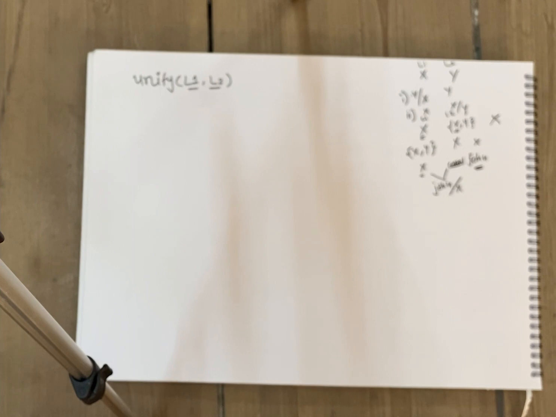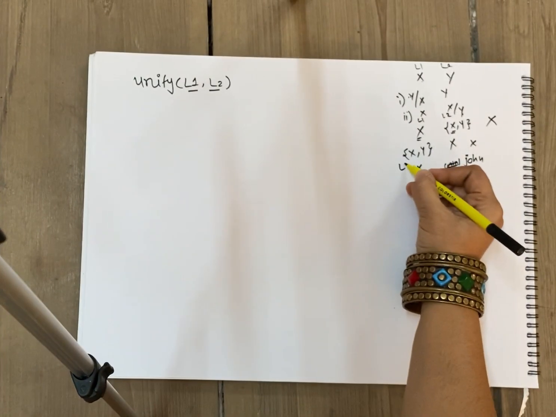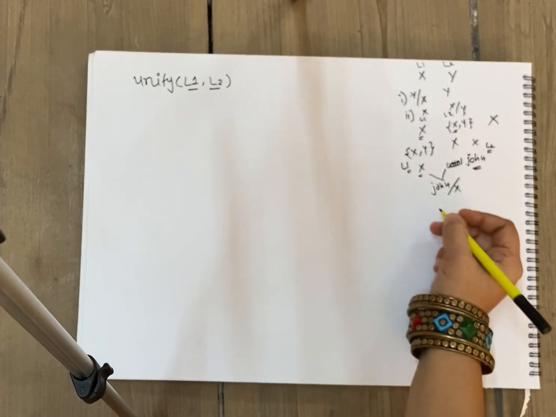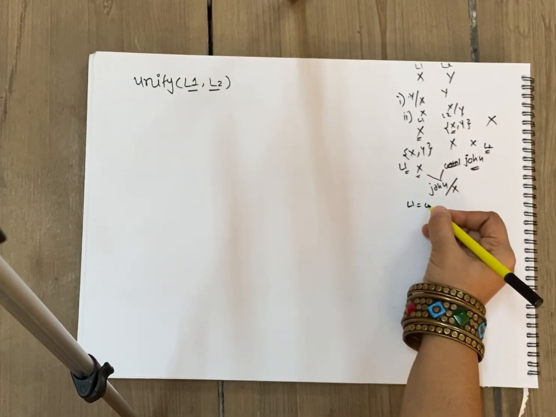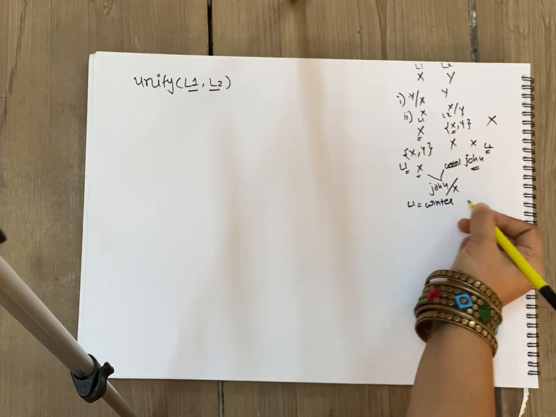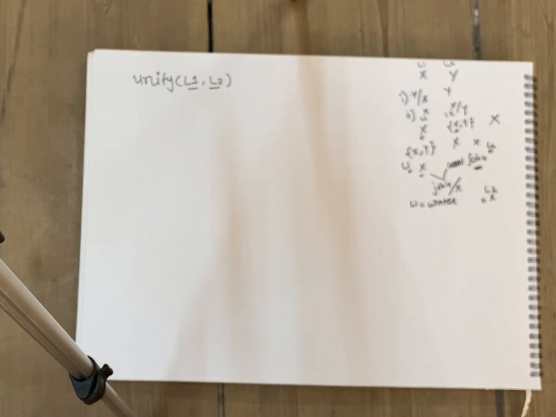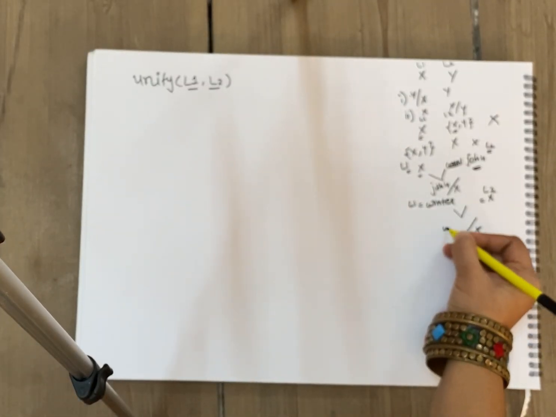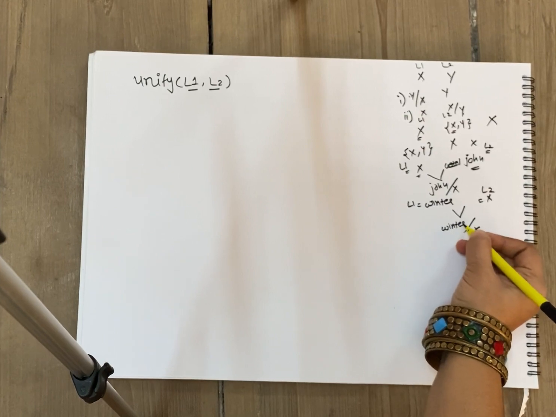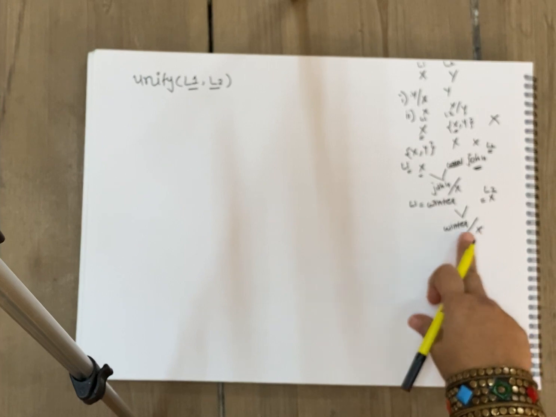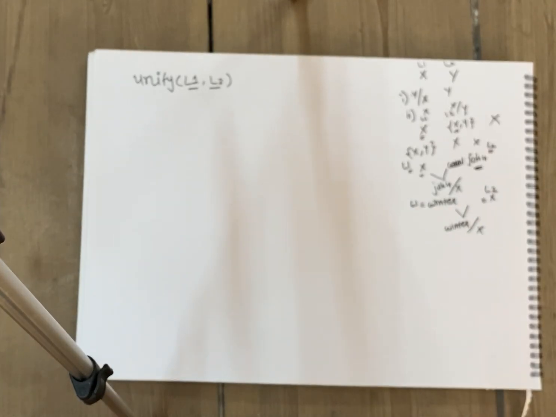Are you getting what I am trying to say? When will this happen? When L1 is a variable and L2 is an atom. The similar reverse case can happen, that your L1 is, let us say, winter and L2 is, let us say, x. If you try to unify both of them, then unification is only possible when x can be replaced by winter. Are you getting this clearly? So if x can be replaced by winter, then only this unification is possible.